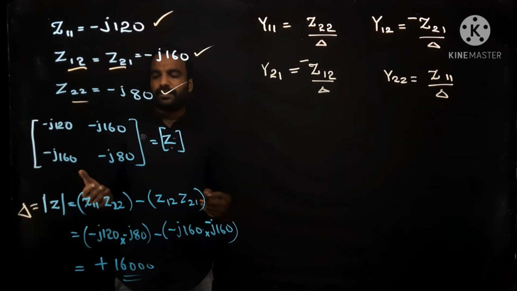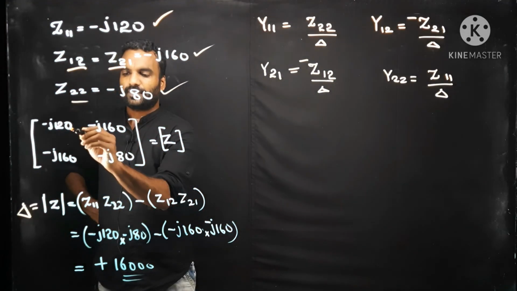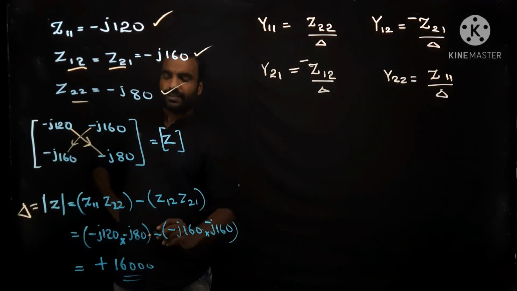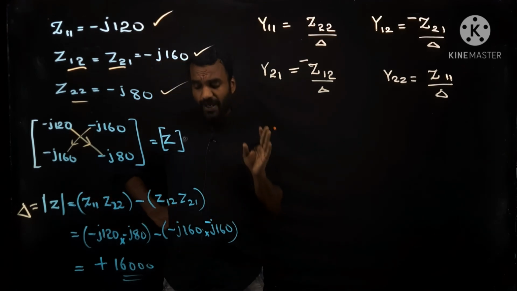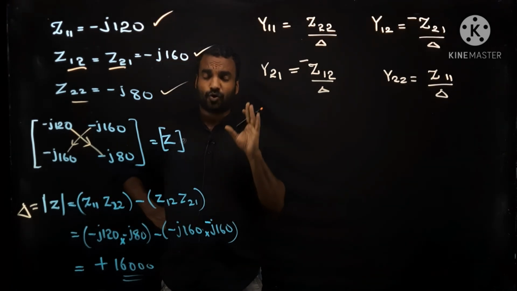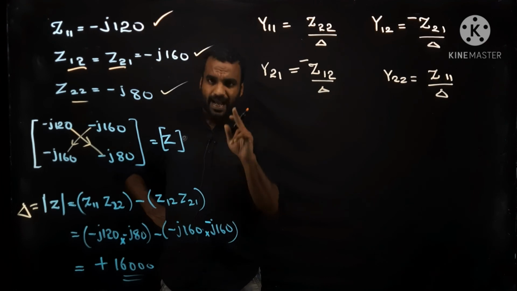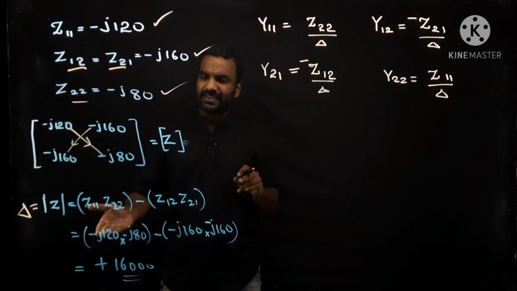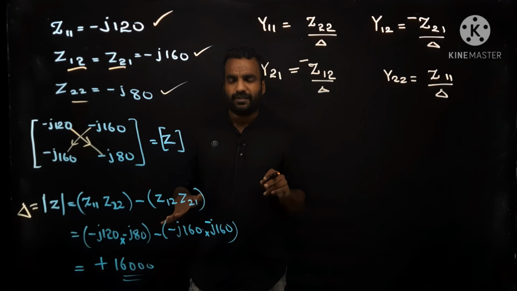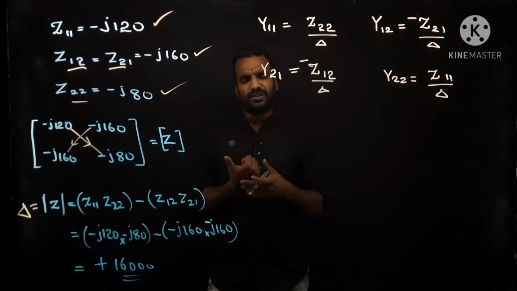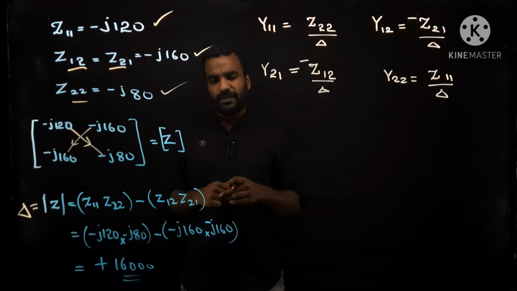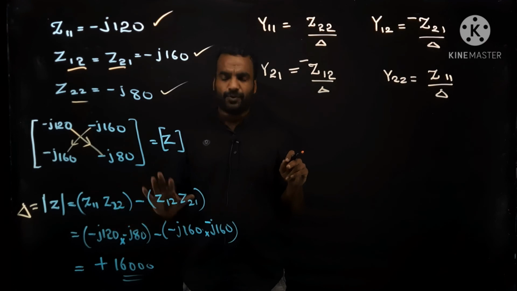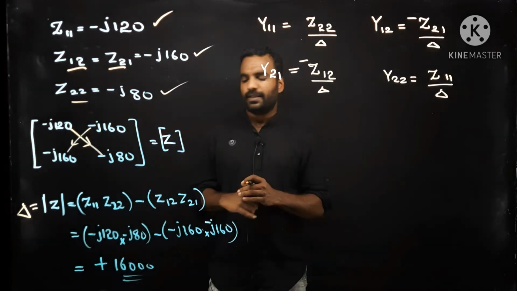That is nothing but Z11 Z22 minus Z21 Z12. I substituted these values and the result is plus 16,000. I advise you to use a calculator and practice complex mode. In complex mode, I, that is J, you can do these things directly in your calculator with no more complication. You can switch to type J or I, and do this calculation by direct entry. Anyhow, delta is obtained.